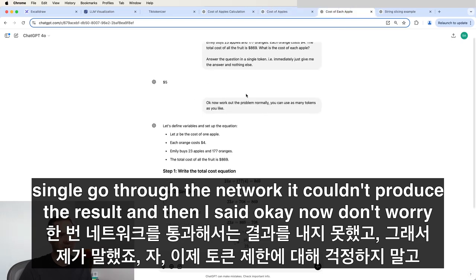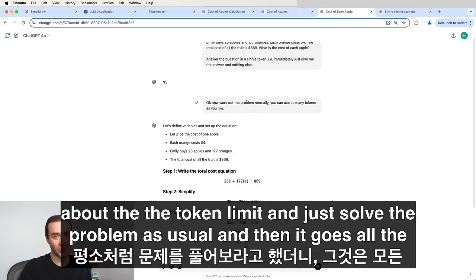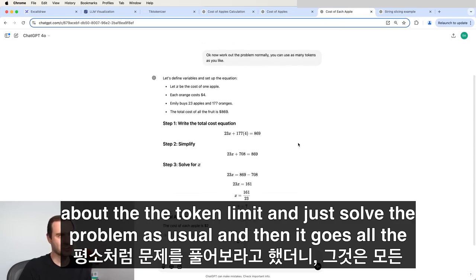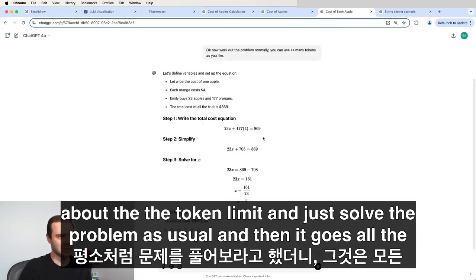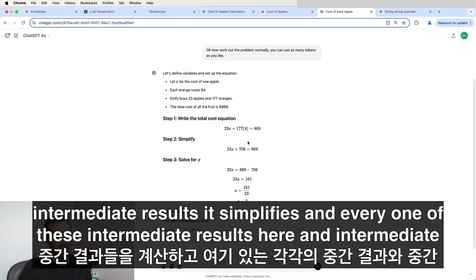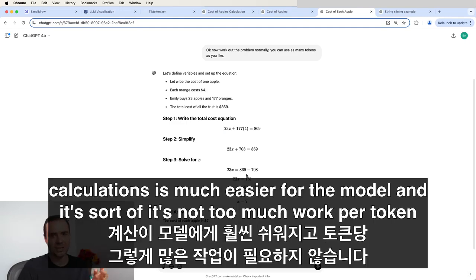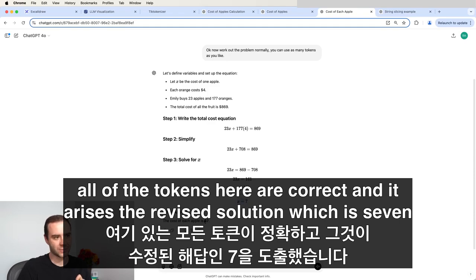And then I said, okay, now don't worry about the token limit and just solve the problem as usual. And then it goes through all the intermediate results, it simplifies, and every one of these intermediate calculations is much easier for the model. And it's not too much work per token. All of the tokens here are correct, and it arrives at the right solution, which is 7.